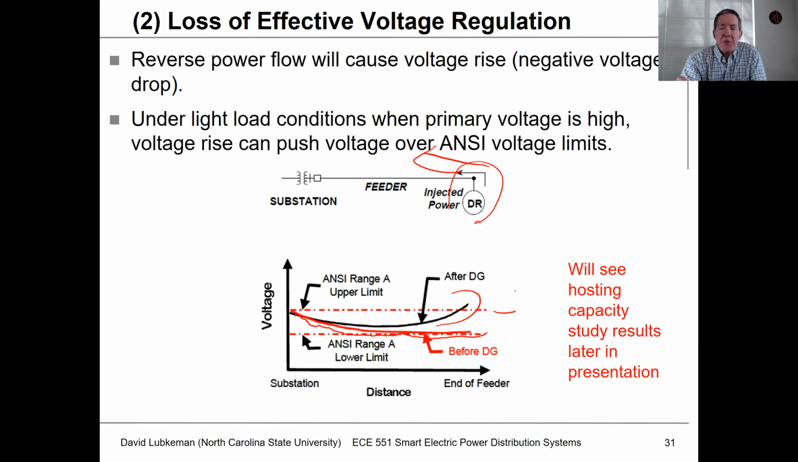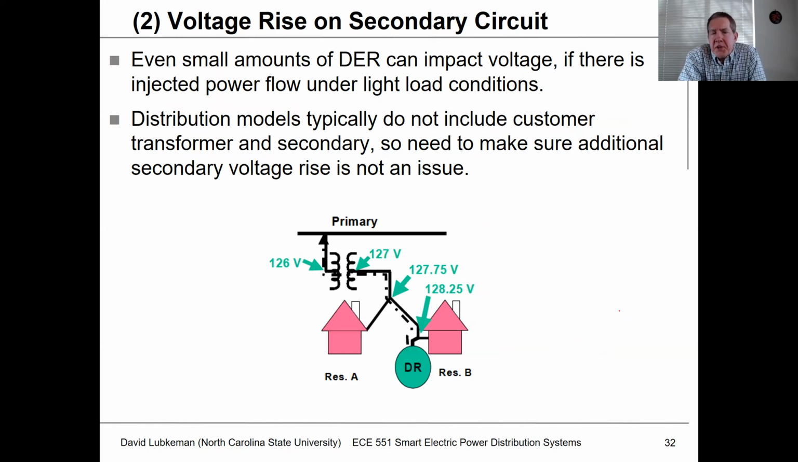And so this is what you see a lot in these integration studies, or sometimes they're referred to as hosting capacity studies: you'll be looking at voltages under light load conditions and see whether the DER is going to push those up too high. This can also be seen on secondary circuits. Now, normally when we analyze distribution, we don't model the transformer and the service drop and look at that voltage. We typically don't do that.